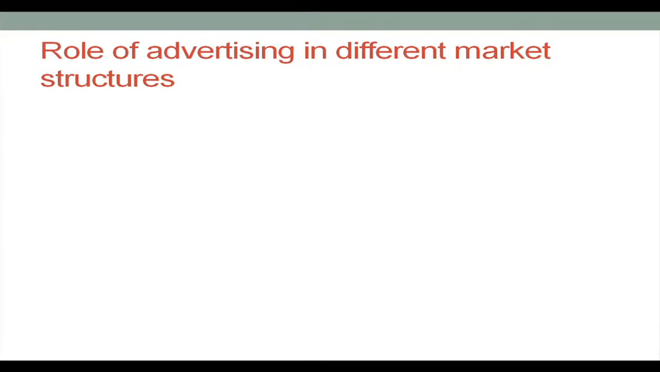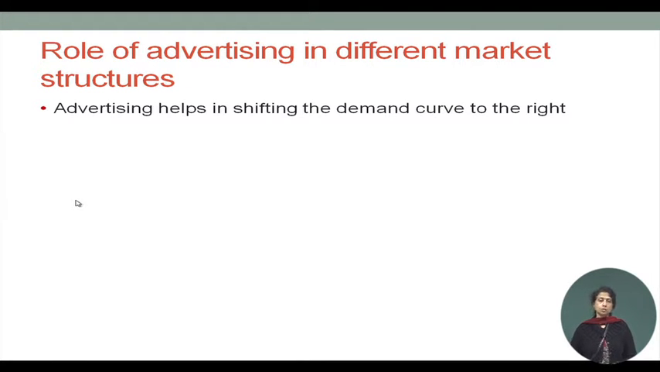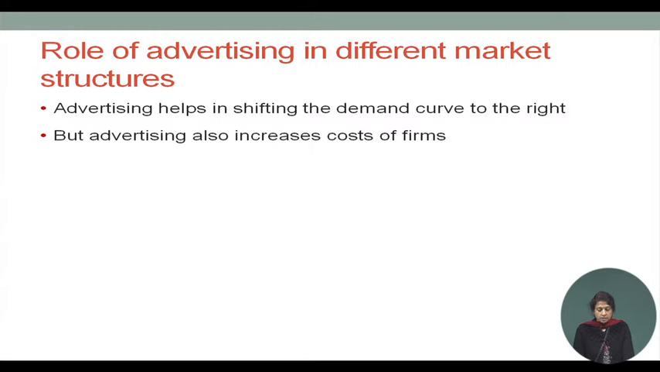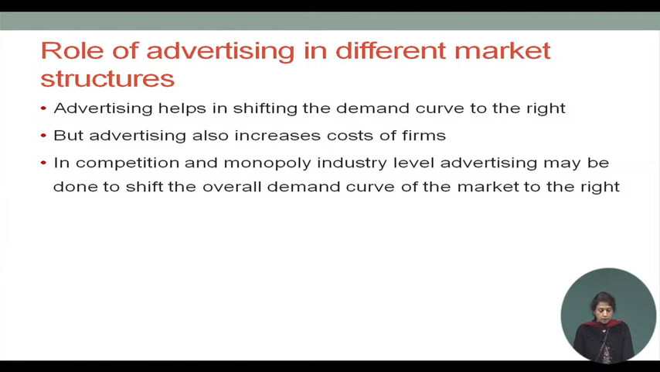Now, before we go on to talking about monopolistic competition, let us discuss the role of advertising in different market structures. We already have discussed this once when we introduced market structure. Let us just do a quick recap over here. Advertising helps in shifting the demand curve to the right. But advertising also increases costs of firms. In competition and monopoly, industry level advertising may be done to shift the overall demand curve of the market to the right.